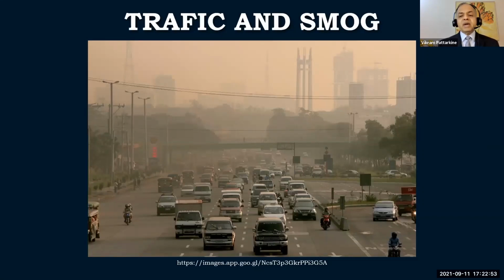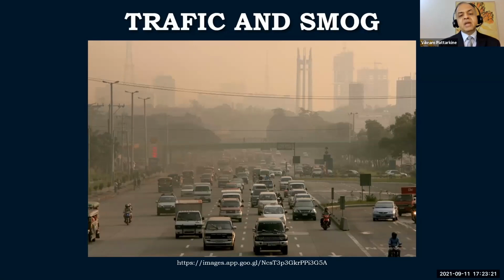The environmental impact of this excessive transportation or excessive use of petroleum fuel is traffic and smog. Apologies for the incorrect spelling here of traffic. So this is Manila. In Manila, in evening rush hour, this is the air quality. So sad, isn't it? I've been to Manila many, many times. And yes, you can choke.